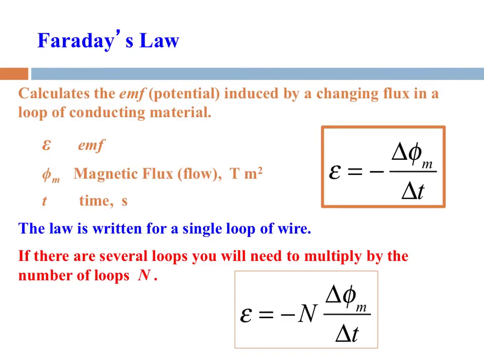Now here is Faraday's law. This calculates the EMF, or the potential, that is induced by a changing flux in a loop of conducting material. Again, here you have your flux variable. Our sigma means EMF. And this law is written for a single loop of wire. So if you have multiple loops, you need to multiply this by the number of loops involved.